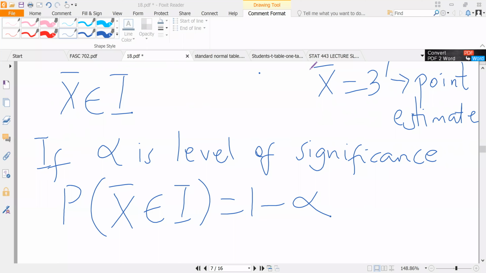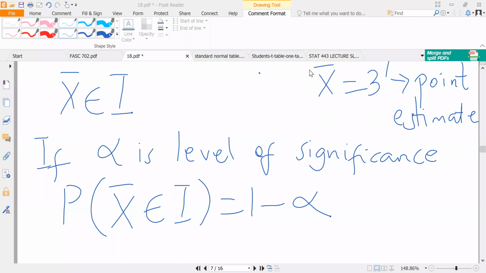Remember, like we said, this level of significance is very important. The level of significance is very important, and therefore it allows us to know with some degree of precision that our estimator will be in that particular set of values.